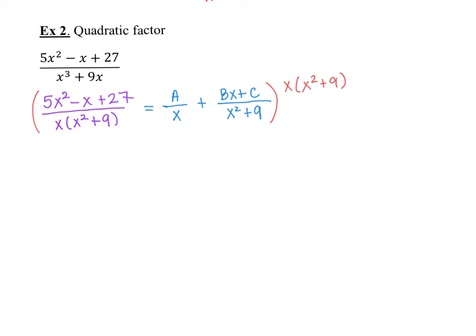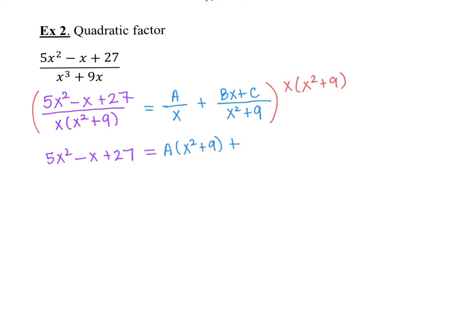Okay, so for the left side of the equation, the x and the x squared plus 9 will both cancel. And I'm left with 5x squared plus 27 equals. Okay, now when I get to this fraction, the x cancels with the x, but I'm still left with the a and the x squared plus 9, which I'm going to write out. If you would like to distribute that in your head, you can, but still show your steps.